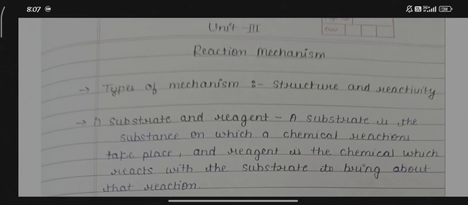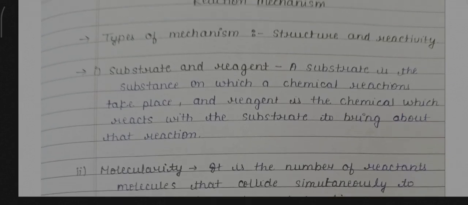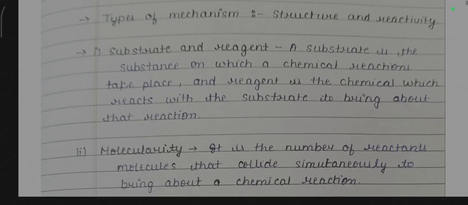Today I am going to read Organic Chemistry Unit 3, which is Reaction Mechanism: types of mechanism, structure and reactivity. First is substrate and reagent. A substrate is the substance on which a chemical reaction takes place, and a reagent is the chemical which reacts with the substrate to bring about that reaction.